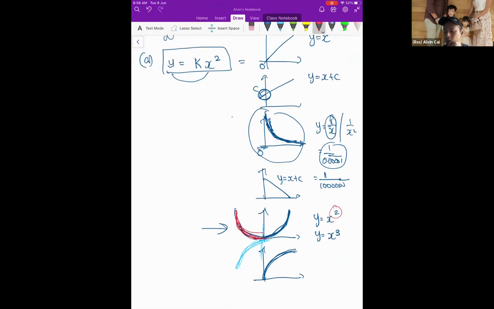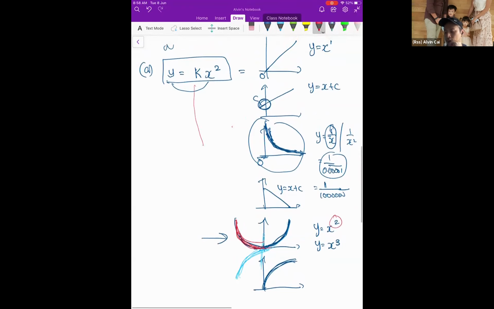So back to the question. We want to find something with x squared. Of course, the one that we link to will be this graph. So it's figure 5. Figure 5 is the answer for part A.